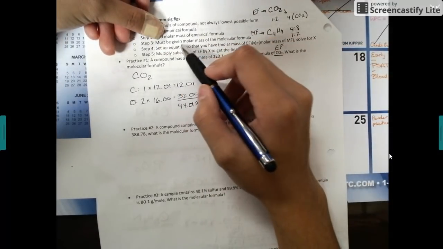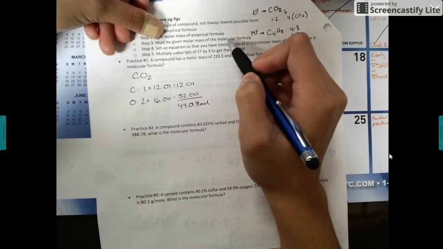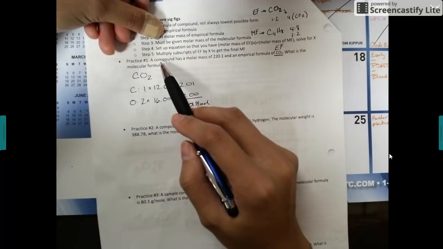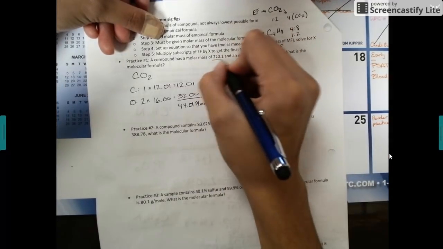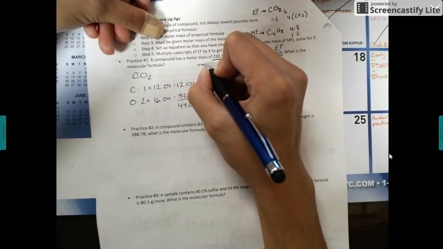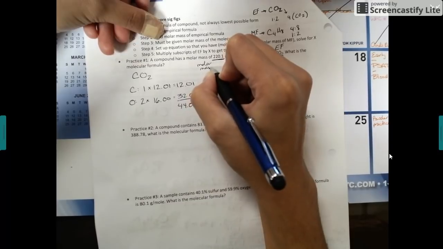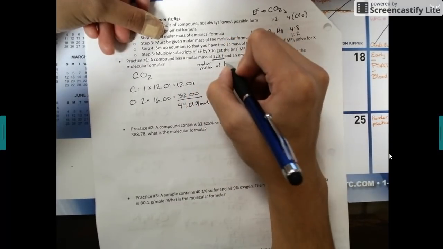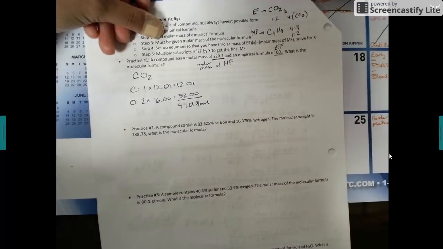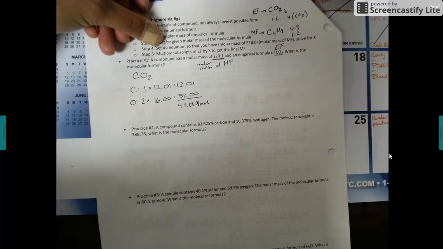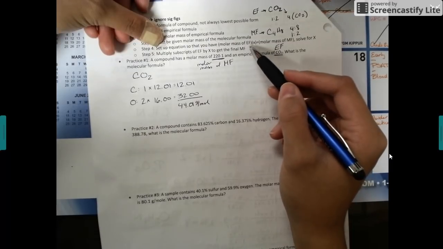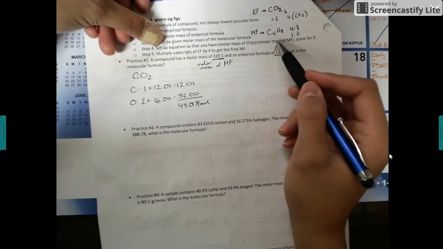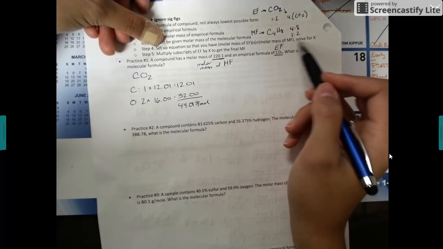Step 3 says must be given molar mass of the molecular formula. Well, if I look at the problem, a compound has a molar mass of 220.1. This is my molar mass of the molecular formula, which I'm going to shorten as MF. Step 4, set up the equation so that you have molar mass of empirical formula times X equals molar mass of molecular formula and solve for X.